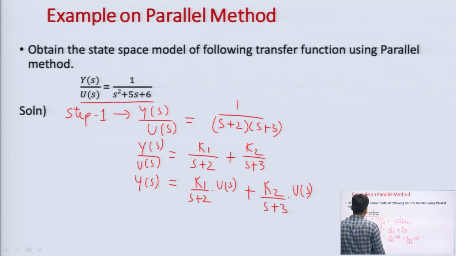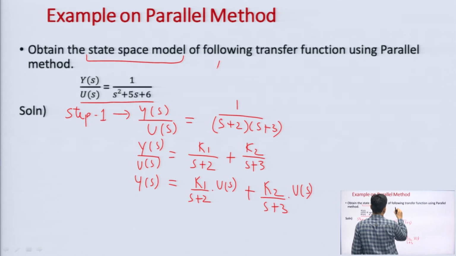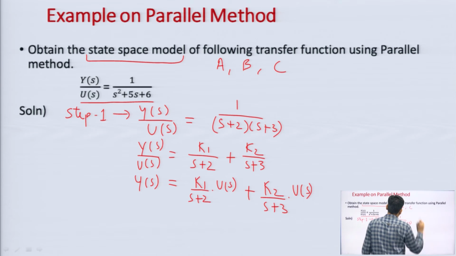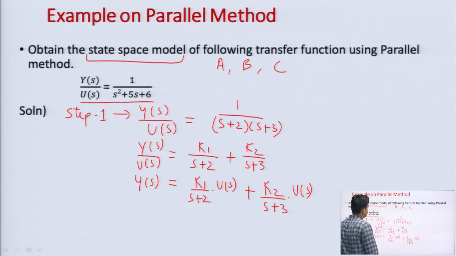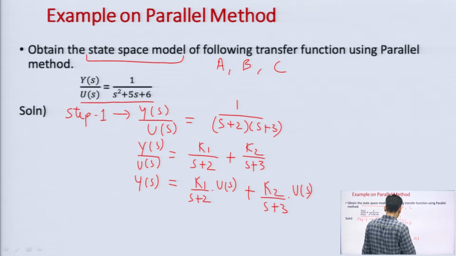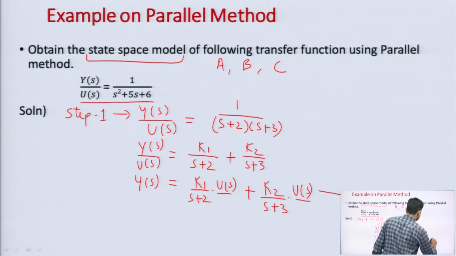What do we need to obtain? We need to obtain the state space model. It means we need to calculate the A matrix, B matrix and C matrix, where A is the state matrix, B is the input matrix, and C is the output matrix. We discussed all this in the last lecture. Here you can see the expression of U(s) is coming here, it means this equation is going to give us the B matrix.